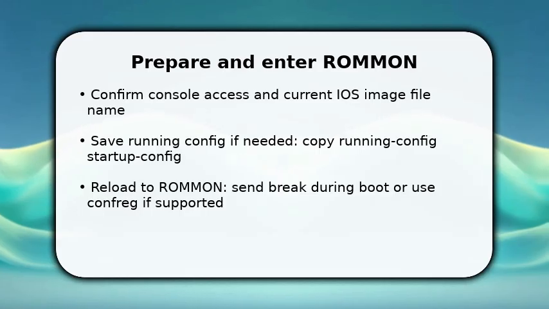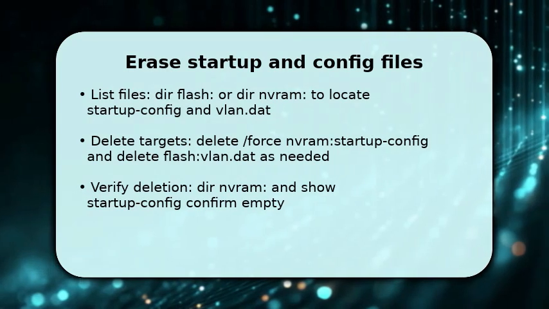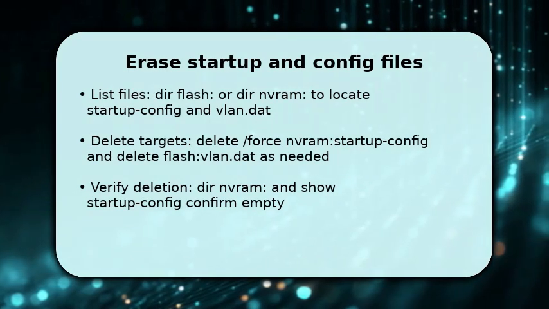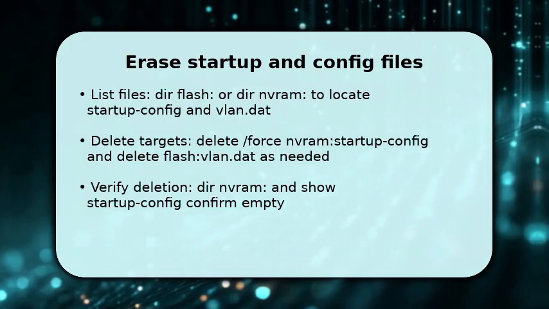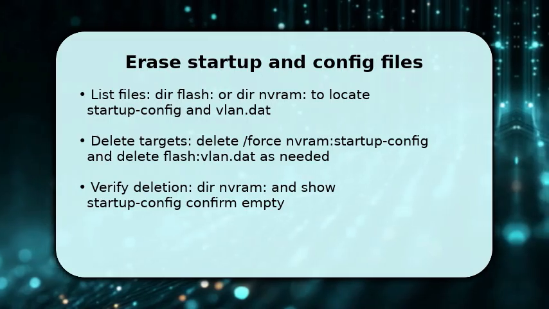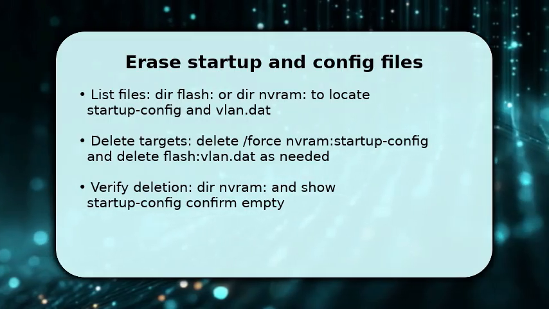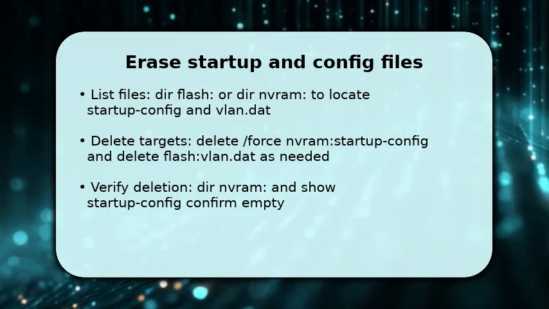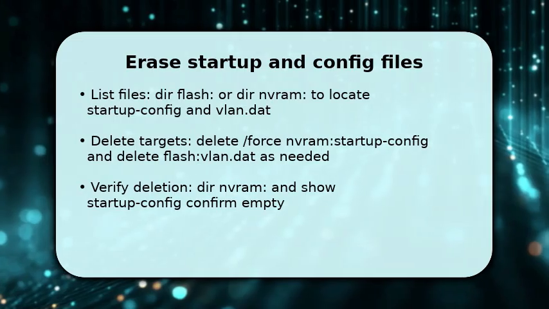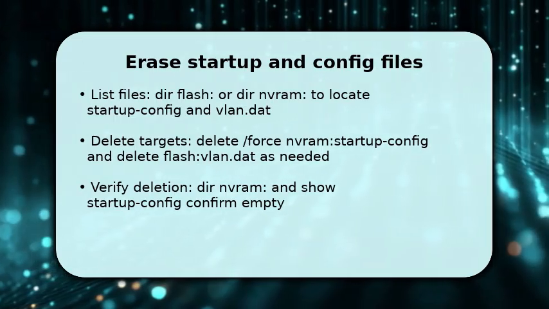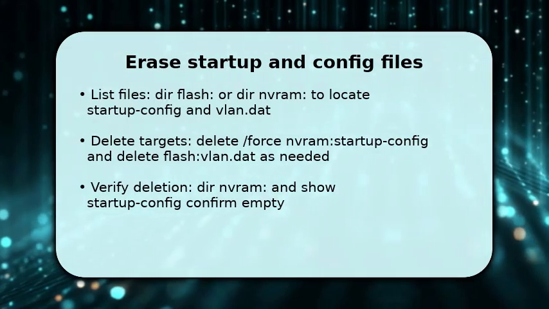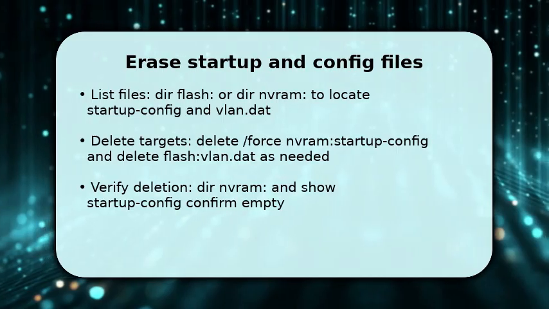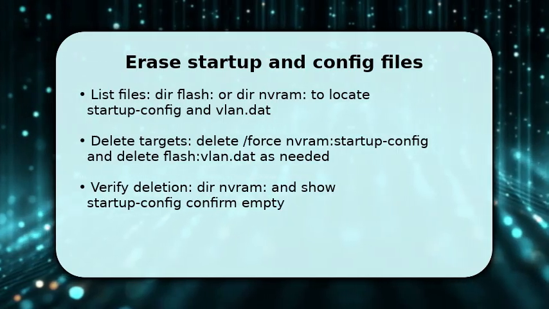config safely. Once in the file system environment, list files with dir flash and dir nvram to find startup-config and vlan.dat. Then delete the startup config using delete /force nvram:startup-config, or write erase in privileged exec mode. Remove the VLAN database with delete flash:vlan.dat when present. Make sure to confirm each delete with a directory listing. Verification prevents accidental removal of IOS images.